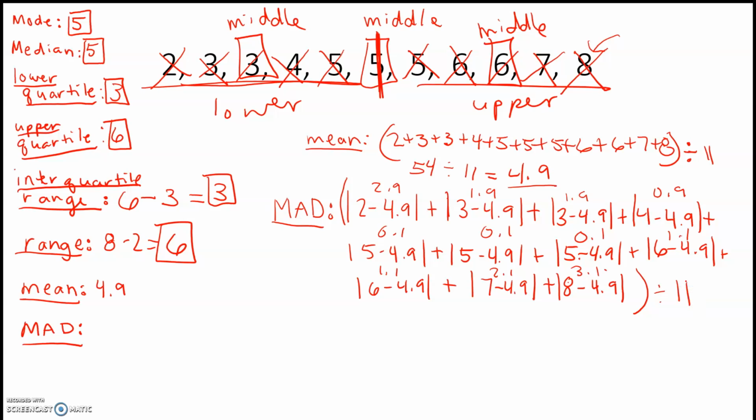So you're basically adding all those numbers up and dividing by how many there were. There are 11 numbers up here, so there should be 11 numbers down here. So you're going to add it up. 2.9 plus 1.9. You're just taking the numbers up here and adding them.